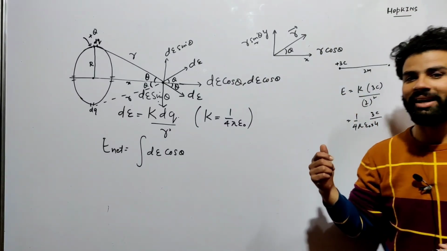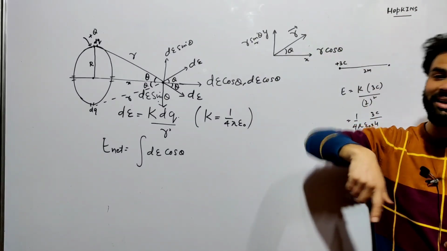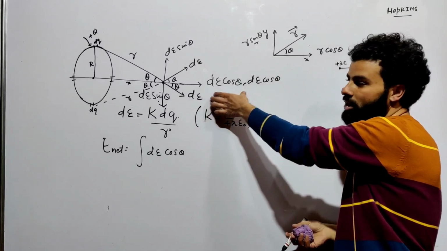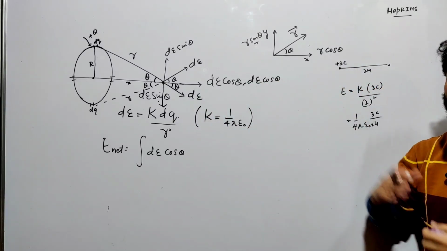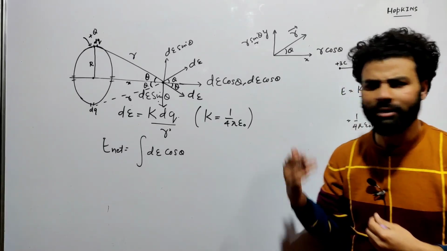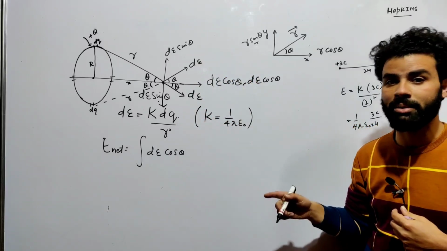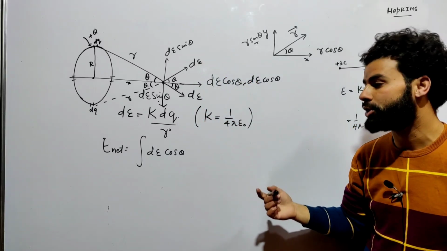Every dE sin theta element would be cancelled by another dE sin theta. You understand? And since the dE cos theta components add up, if I need to calculate the net electric field, I would have summed them if it had been a discrete system. But since this is a continuous body, I cannot use the summation. I have to go for the integration.